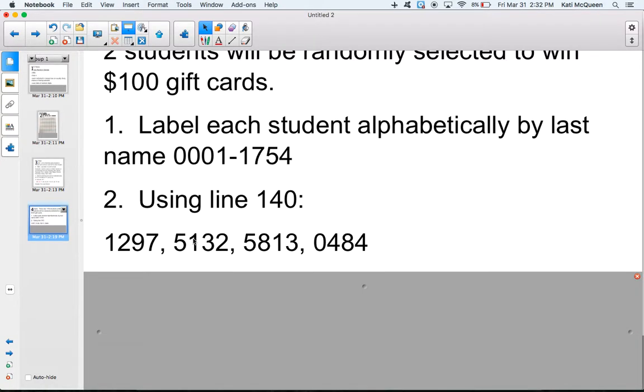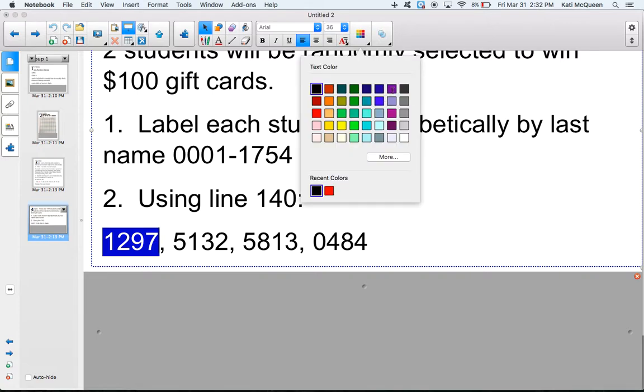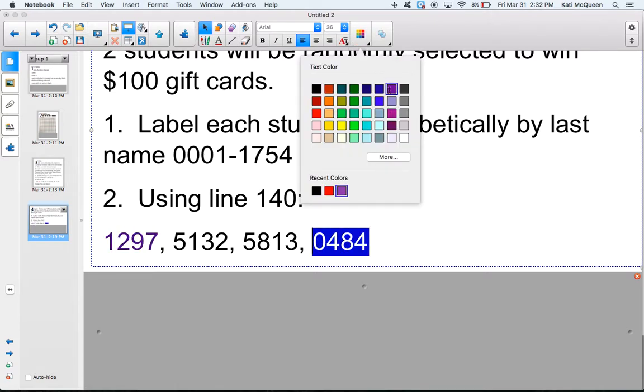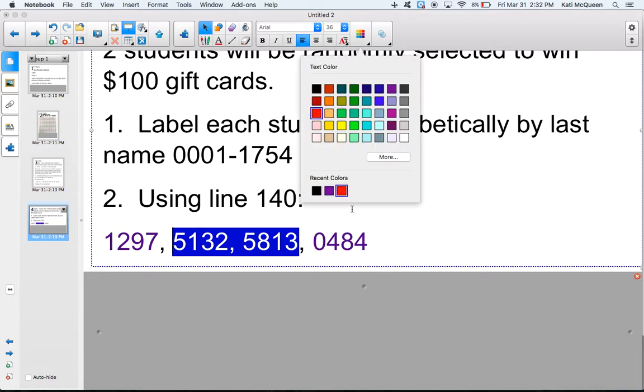So my sample would be whatever student number this is here, so let's make them purple. So those are my 2 people that are actually in my sample. So we don't want those ones. So those ones are out.